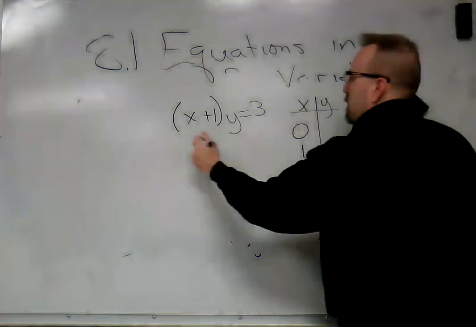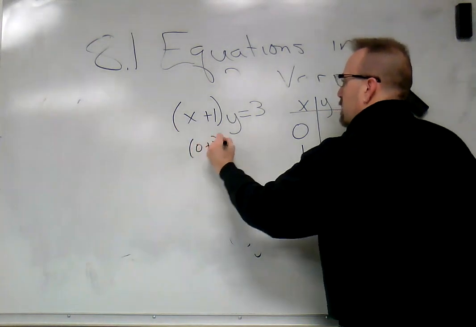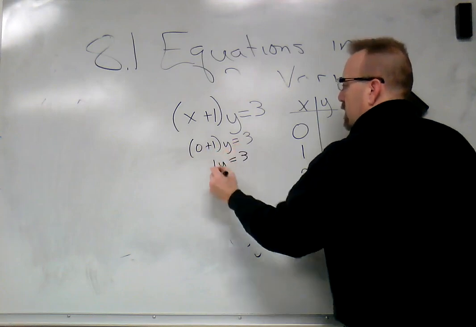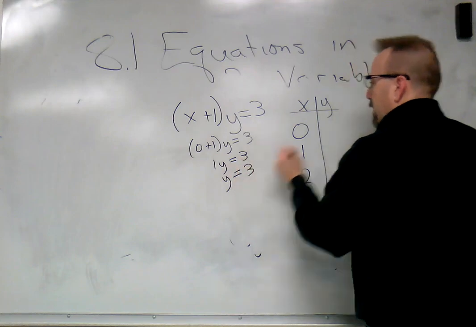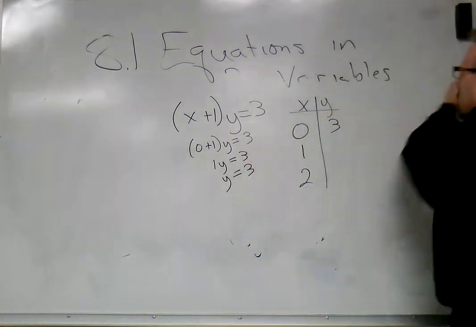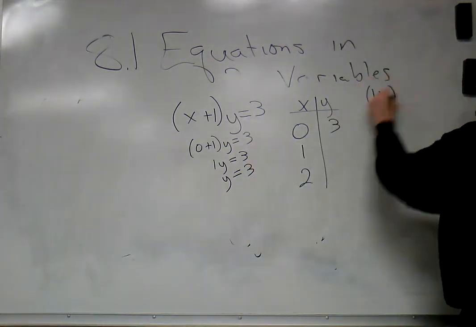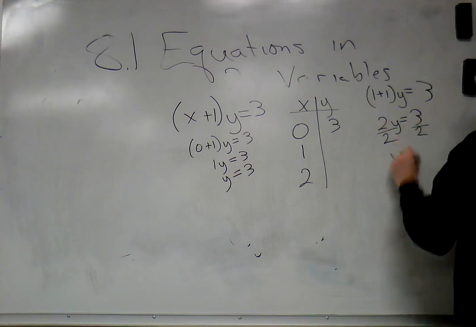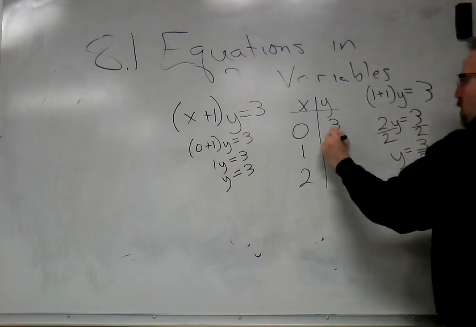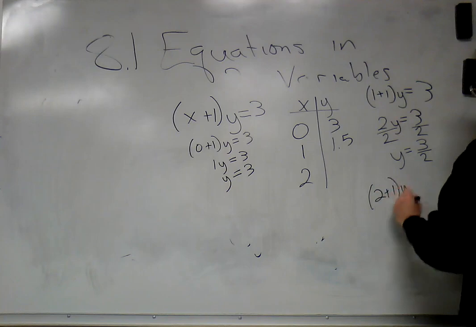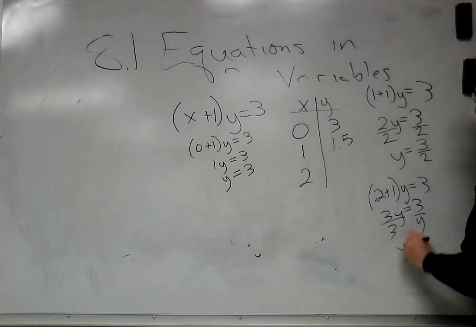So let's start with 0. We plug it in for X. We get 0 plus 1. What's 0 plus 1? 1y equals 3. So we divide by 1, y equals 3. Now we try it for 1. Plug in 1 plus 1. So 2y equals 3. Divide by 2. Y equals 3 halves, or 1.5. And our last one, we can do it for 2. 2 plus 1 is 3. Divide by 3, y equals 1.